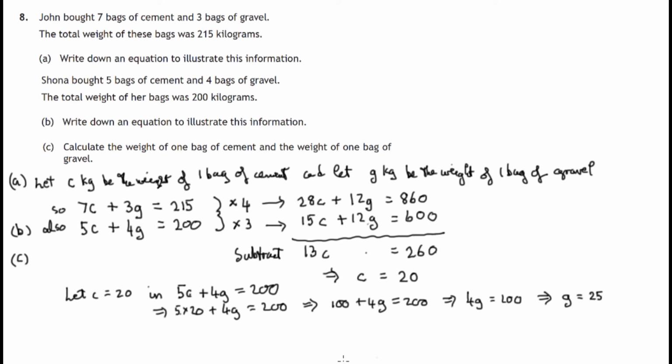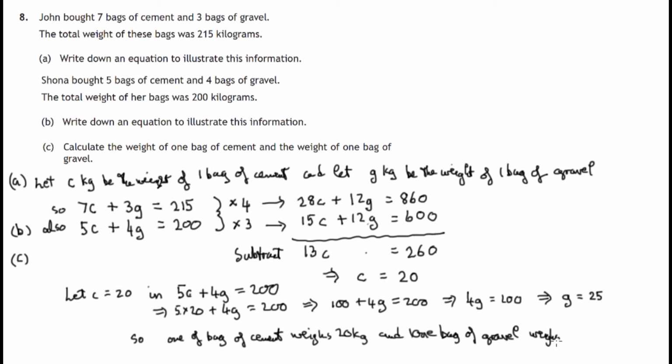So what does this mean? Remember, C stood for the weight of one bag of cement. So one bag of cement weighs 20 kilograms, and one bag of gravel weighs 25 kilograms.